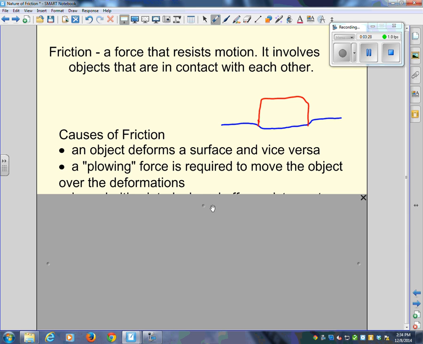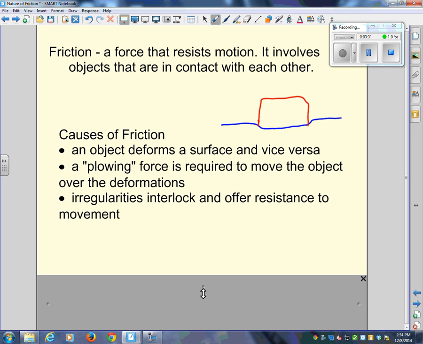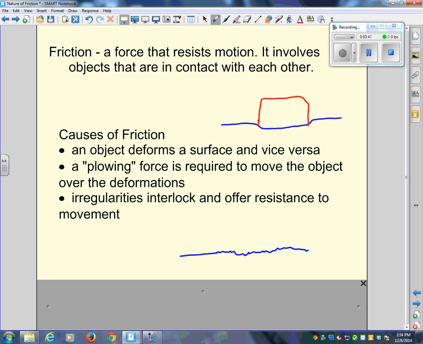Another theory is that irregularities interlock and offer resistance to movement. In other words, you've got this table that's considered to be smooth, but it's really kind of like that, right? And then you've got another surface, so it's rough, right? And they sort of run into each other, and sometimes those little irregularities might break off. Like if you're down in the wood shop and you're sanding a piece of wood, the idea behind sandpaper is to do what? Rub off some of that rough wood. That's the whole idea.